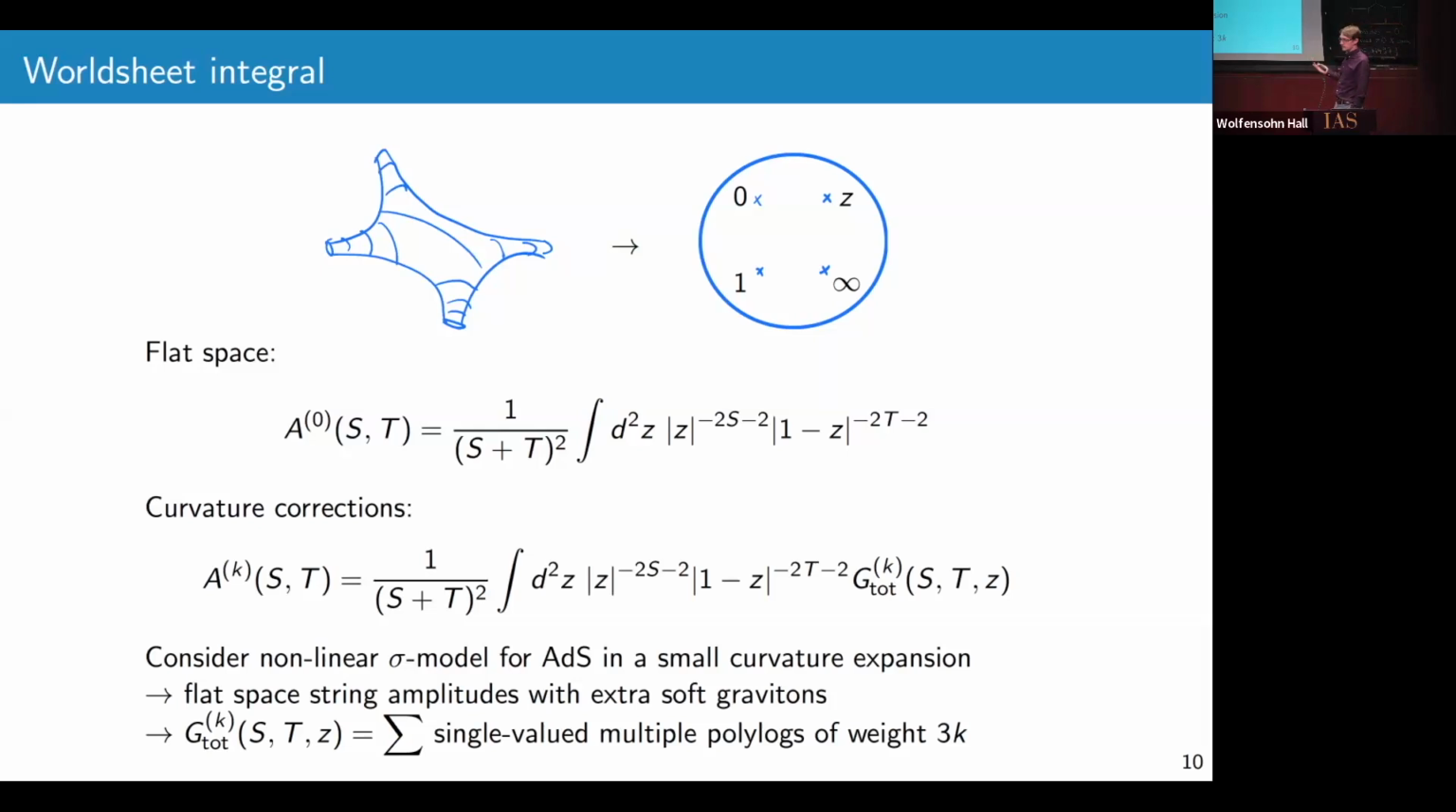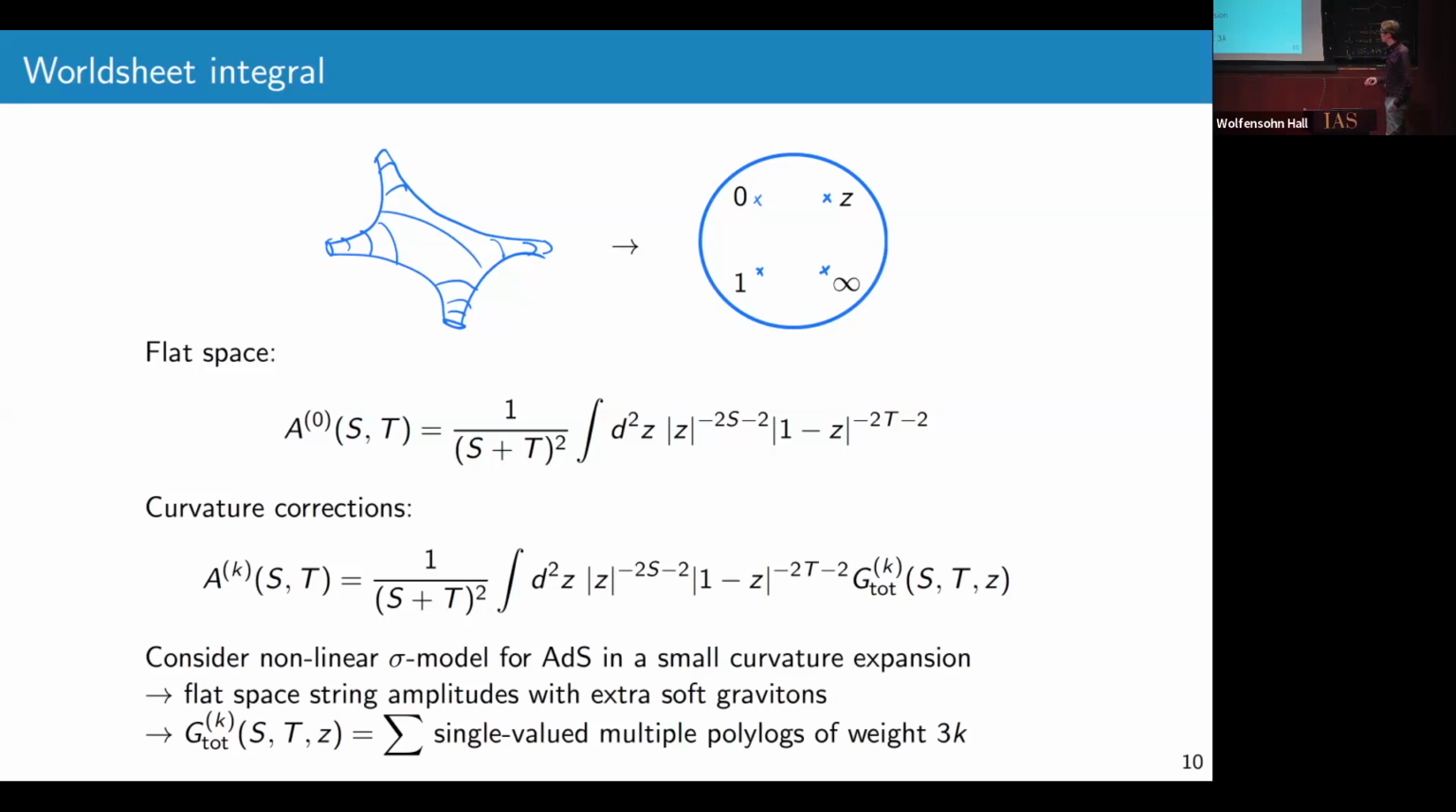But we can find out a bit more about how this integrand should look by studying a nonlinear sigma model where we expand the AdS metric in a small curvature expansion. What we get is something that looks like a flat space string amplitude with additional insertions of graviton vertex operators, where we take the momentum of these additional gravitons to be soft. By studying the soft expansions, we see that this integrand should be single-valued multiple polylogs of weight 3k.